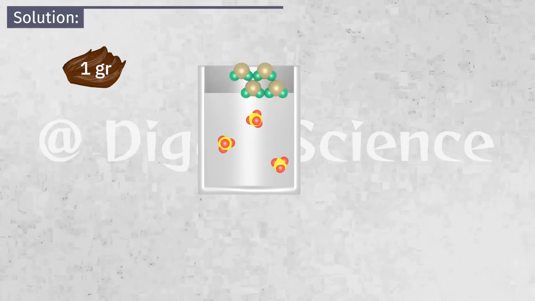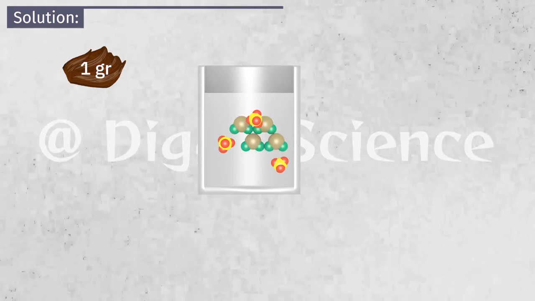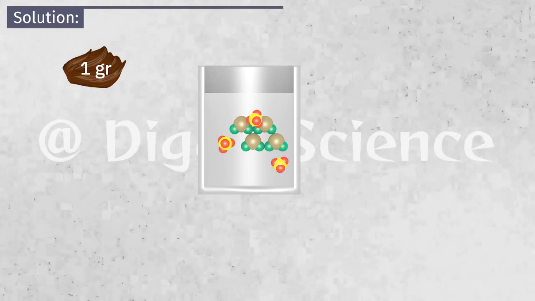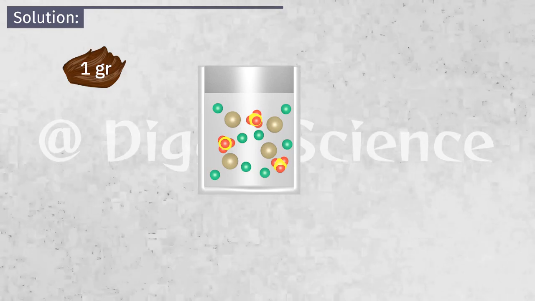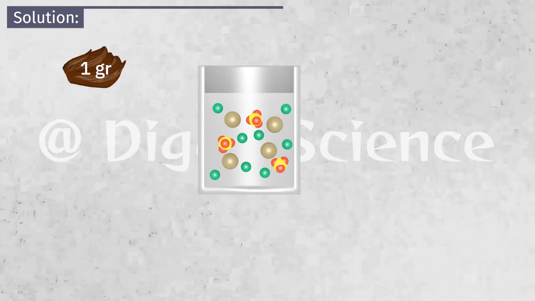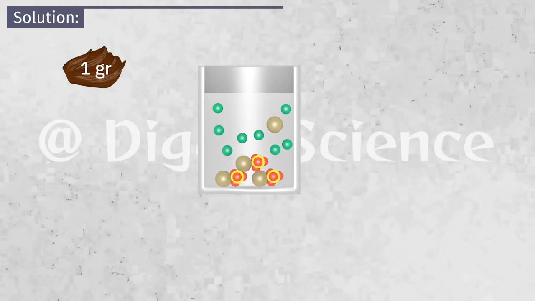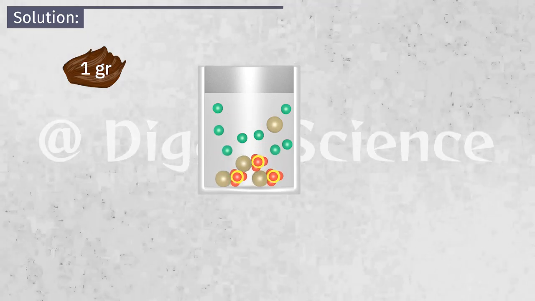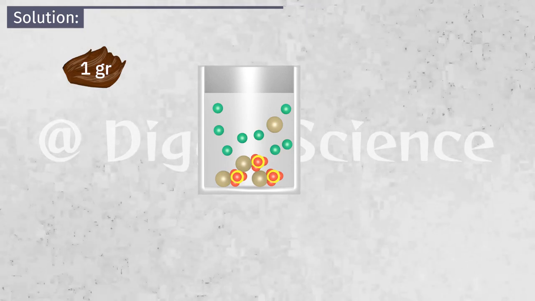Pour 50 milliliters of barium chloride solution into the sulfate solution. In the solution, each barium chloride molecule will ionize into a barium ion and 2 chloride ions. The barium ions can react chemically with the sulfate ions to form solid barium sulfate. Of course, the solid will settle at the bottom of the container.